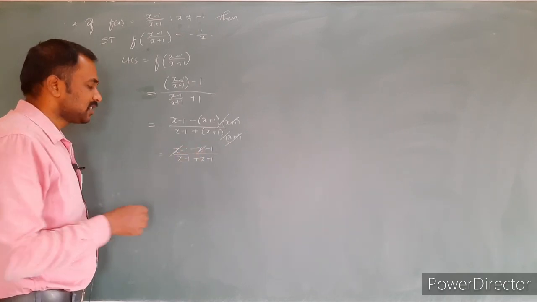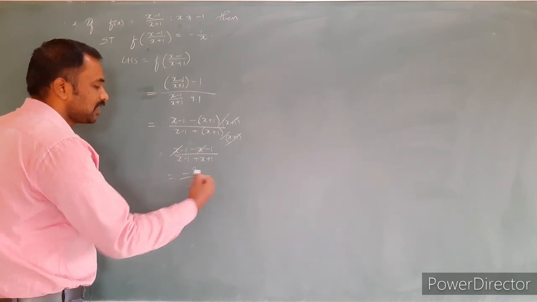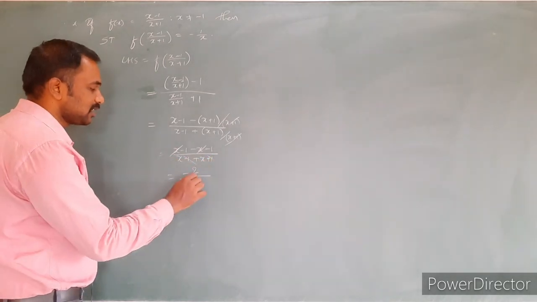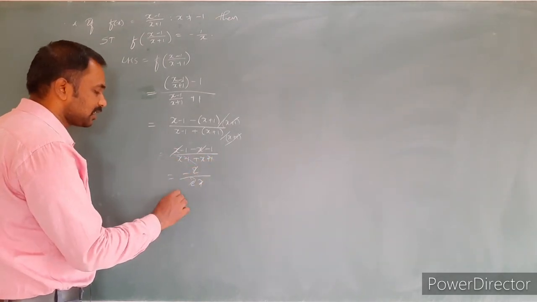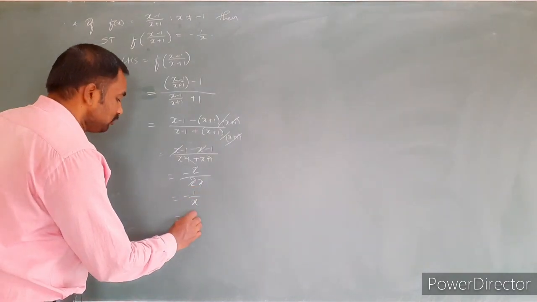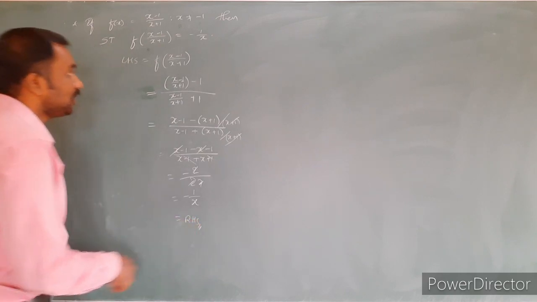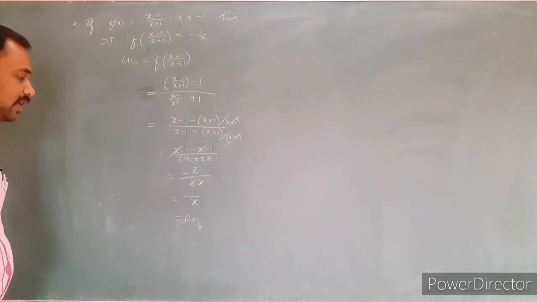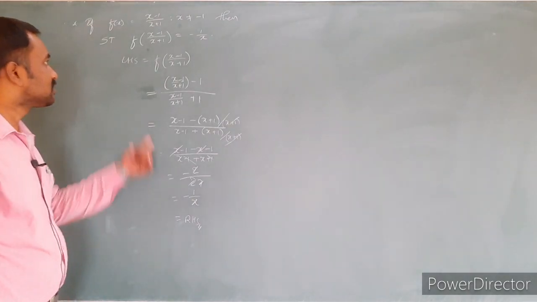Numerator: plus x minus x gets cancelled. What is left? Minus 2 is left. Denominator: minus 1 plus 1 gets cancelled. x plus x, 2x is left. 2 gets cancelled. The remaining answer is minus 1 divided by x. Have you got the required RHS value? What is the required RHS value? Minus 1 divided by x, that's all. Minus 1 by x is the required answer.